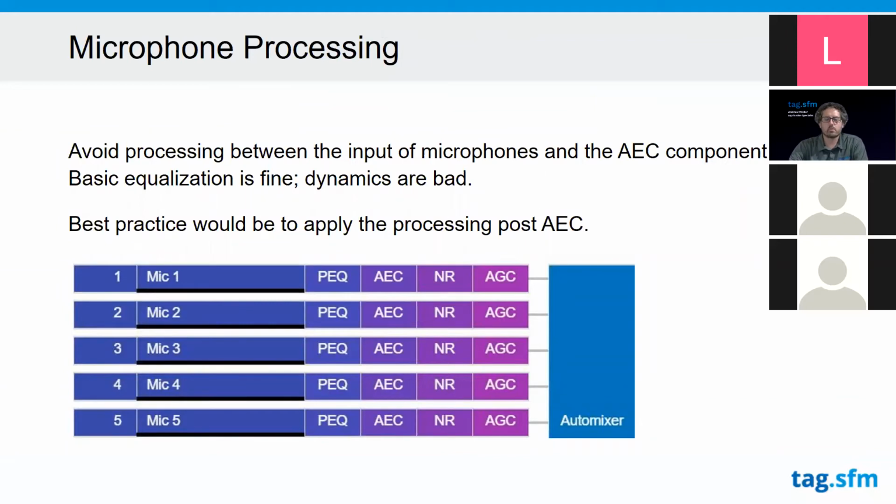So let's take a look at how microphone processing works when we're in AEC. So we want to avoid processing between the input of microphones and the AEC component. Basic equalization is fine, dynamics are bad. So we don't want to put compressors or any other dynamics pre-AEC. The image on the screen you can see is of a fixed architecture platform. You'll notice that there's a mic input followed by a parametric EQ right before it goes into the AEC. That's okay, but there are no dynamics prior to that AEC component, right? So one of the nice things about fixed architecture is it's already doing all of the thinking for you in the sense that it doesn't allow you to place something prior to the AEC that shouldn't belong there.